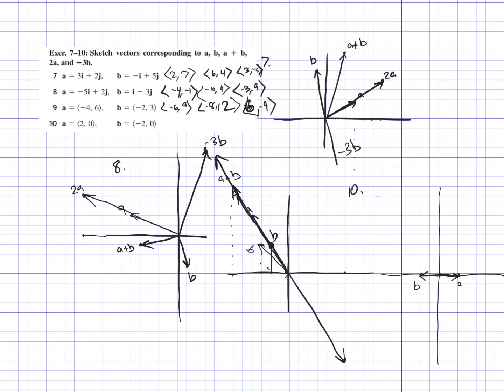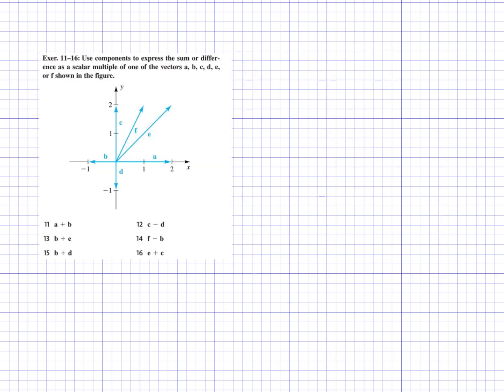And 2A just goes twice as far. So there's 2A. And negative 3B goes 3 times as far, but in the opposite direction. So it goes to 6. So negative 3B is in the opposite direction. Okay, so the purpose of these is to use the vectors you have, if you didn't know the values, to try to visually know where things are going.